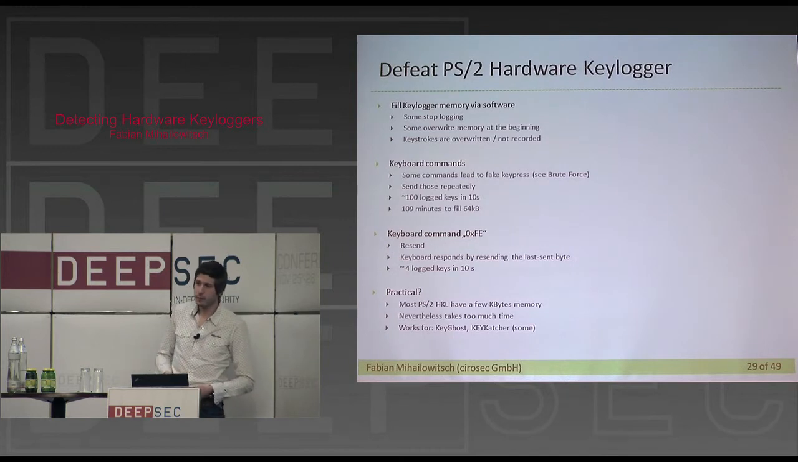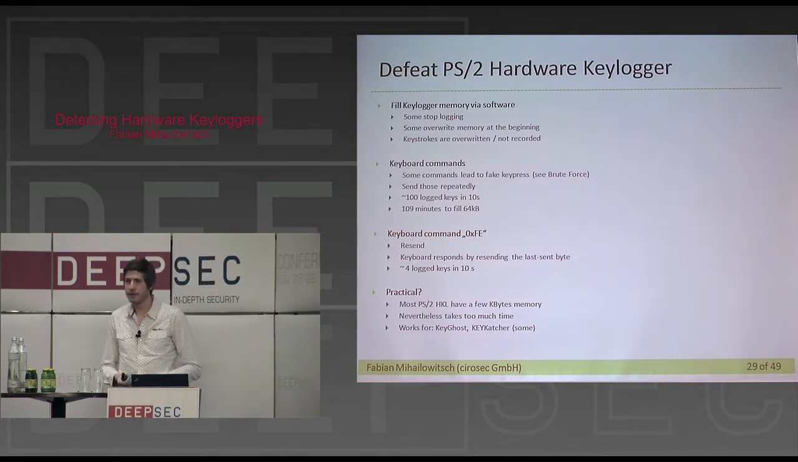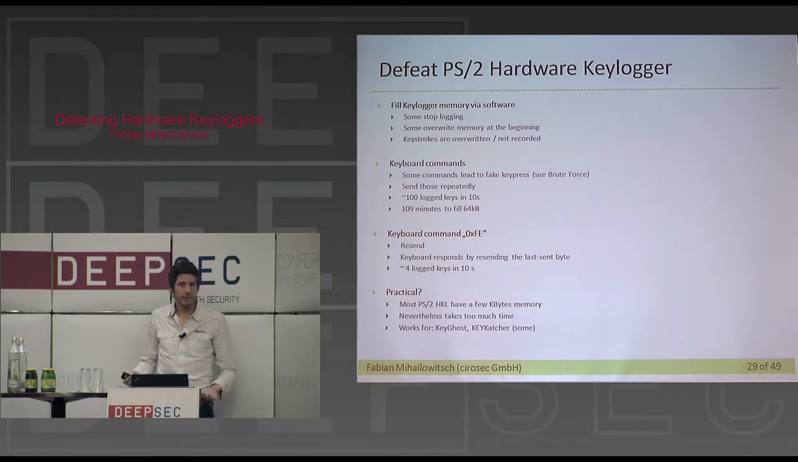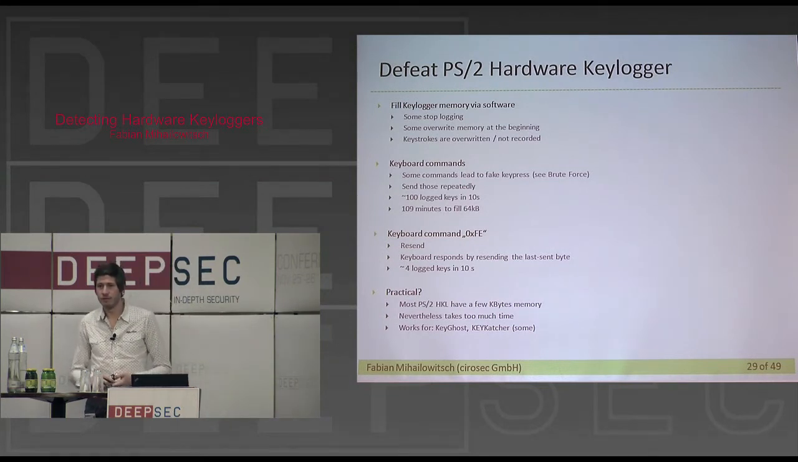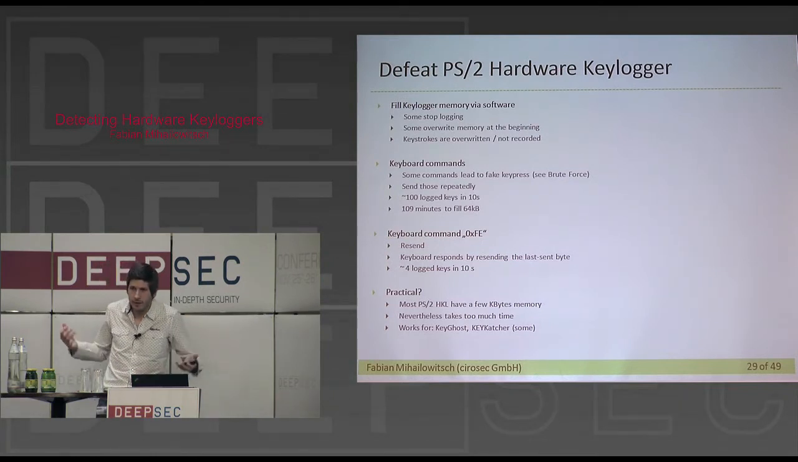Once it is detected, we maybe would like to defeat the keyloggers. My first idea for defeating the keylogger was just to fill the keylogger memory. As I said, the keylogger logs everything to its memory, so if you fill up the memory, something will happen. What actually happens depends on the model. Some models just stop logging once the memory is full. Other models start to overwrite the memory at the beginning. Anyway, it doesn't work anymore. It overwrites the keystrokes, or it doesn't log at all.